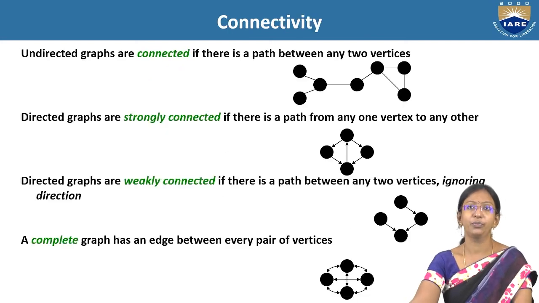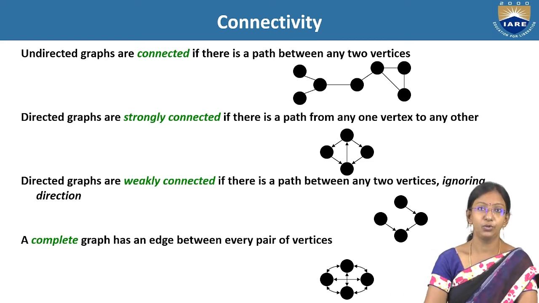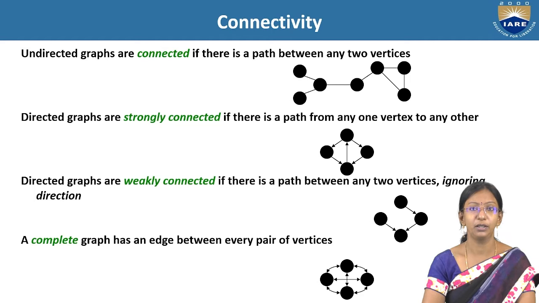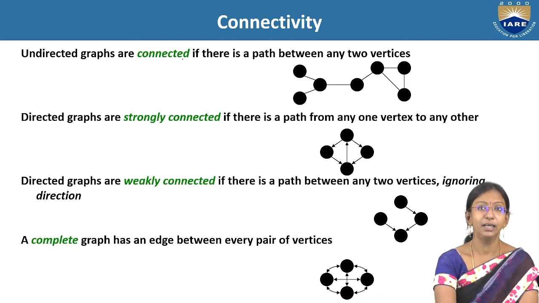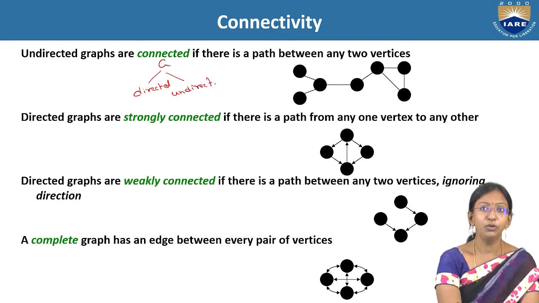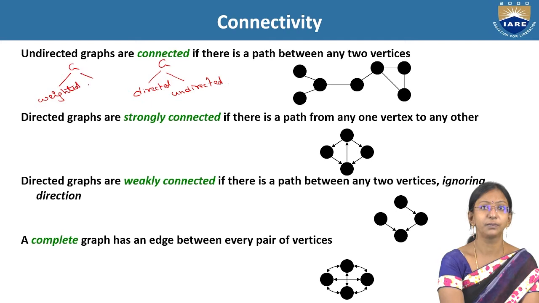Right? So next, let's talk about connectivity. Before going to connectivity, I would like to address a few points. As I said, graphs are broadly classified into two categories: one is directed, the other is undirected. Coming to the weights, you can have weighted graphs and unweighted graphs.